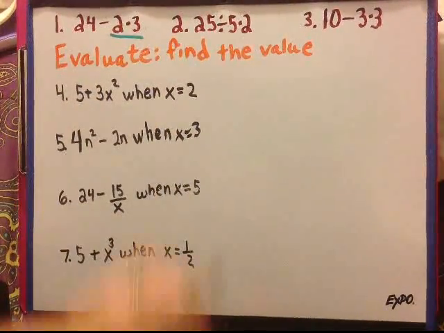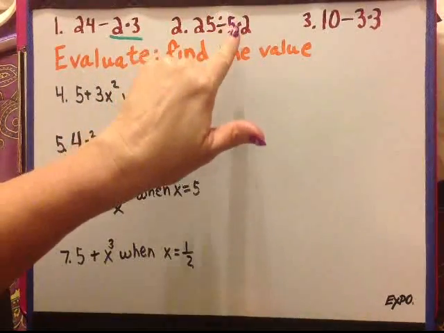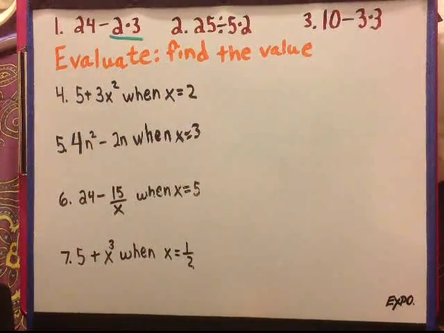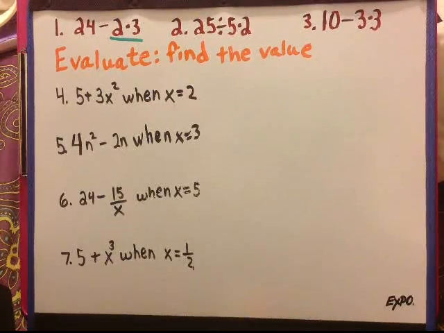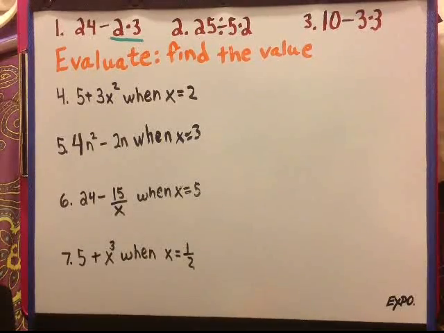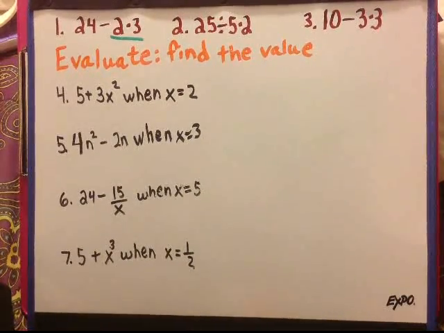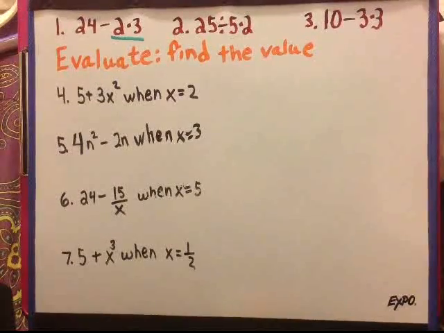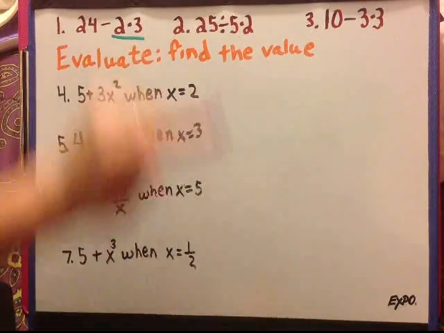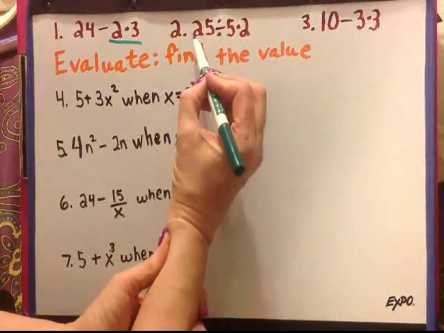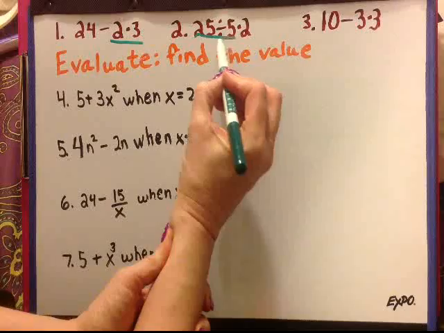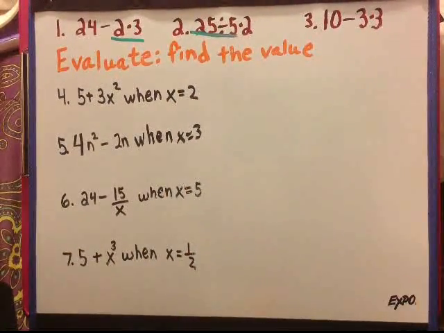Number 2 says 25 divided by 5 times 2. This is where PEMDAS can get people into trouble, because they will often think, oh, I must multiply before I divide. No, that's wrong. You must do multiplication or division, whichever comes first as you move from left to right in an equation or an expression. So in number 2, division comes before multiplication. So that's what we're going to underline and do first.